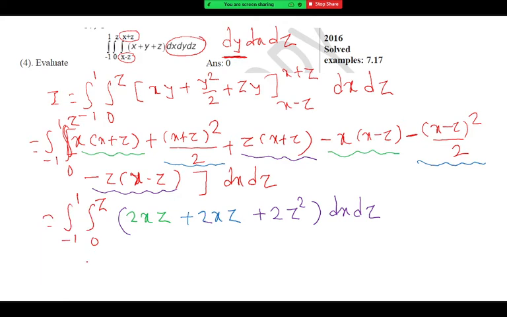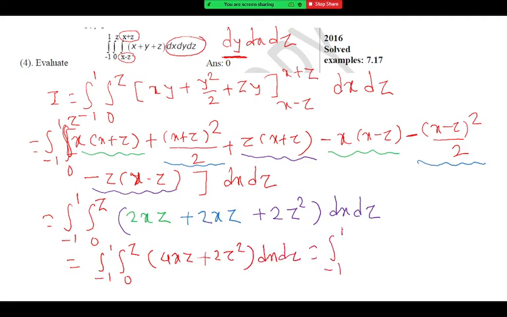So let me do the next step here. The integral from minus 1 to 1, 0 to z, of 4xz plus 2z square dx dz. Integrate now with respect to x. We get 2x square z, correct, plus 2z square x, correct. And the limits are 0 to z, and we are left with dz only now. Put upper limit and lower limit.